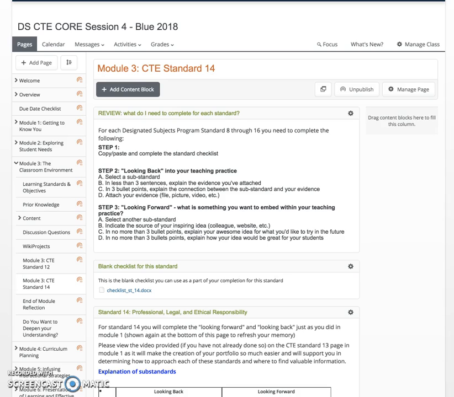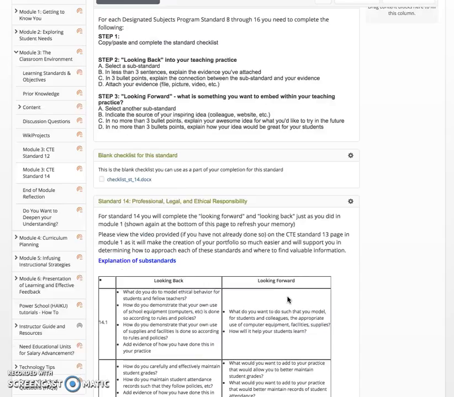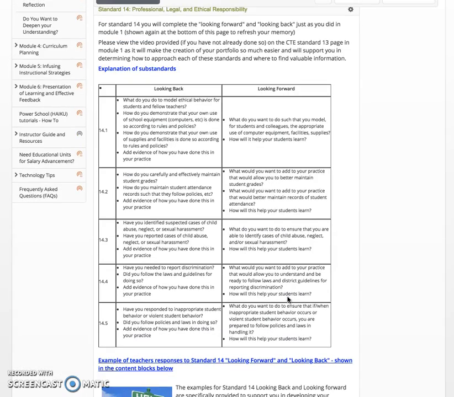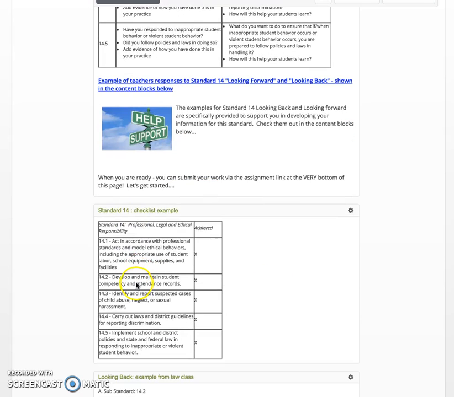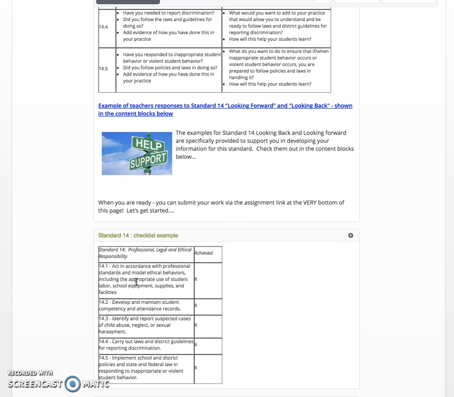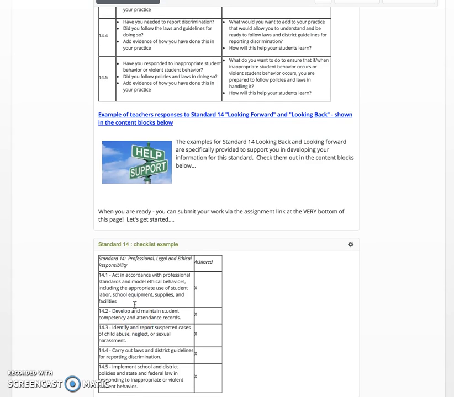So what we've tried to do, here's standard 14 that's in the module we're working on right now, is that it is so common, understandable, that when we just read something like this, we think about, oh, are we teaching our students how to do that? Because that's where our mind goes. It's always on our students. However, for credentialing, what we're looking at is how we do these things. So these are teacher-directed standards.